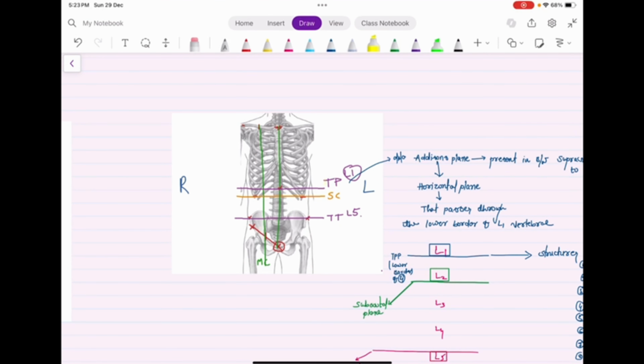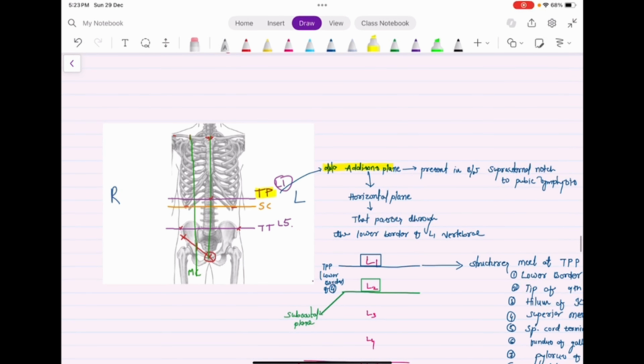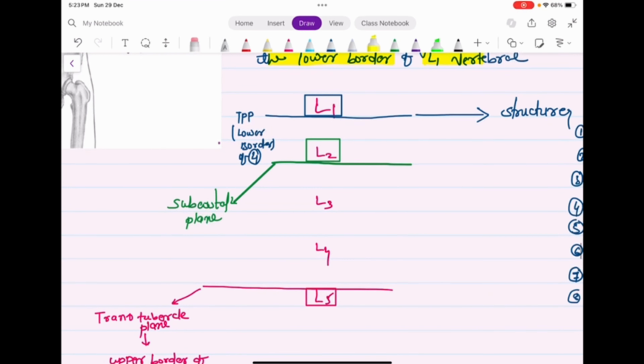Okay, this is the transpyloric plane. It is also known as Addison's plane, which lies at the midpoint between the suprasternal notch and the pubic symphysis. It is a horizontal plane that passes through the lower border of the L1 vertebra. See here, these are vertebrae L1, L2, L3, L4 and L5.